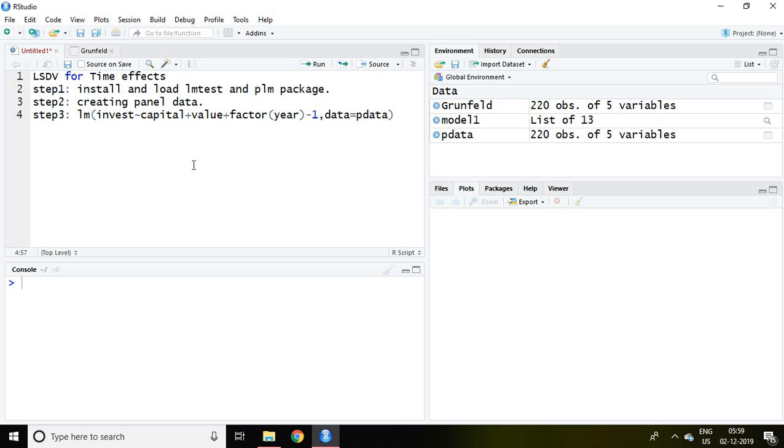For that, we have to install and load the lmtest and plm packages in RStudio. I have already installed and loaded these two packages in my R setup. So we have to create panel data. I have also created panel data with the help of pdata, though I have separately prepared a video on how to create panel data. Then the third step is used for controlling the effect of time in panel data.